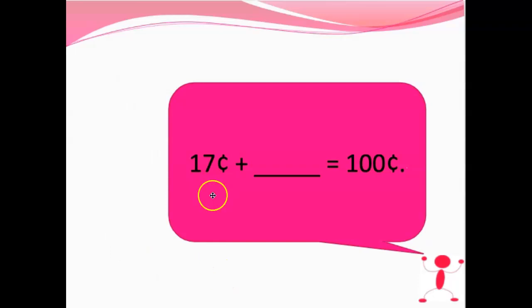Think of my equation like this. The part I know I put first in the equation, plus blank equals 100. This is the part I know. This is the part I need to figure out. I'm going to add on change to figure out what that's going to be. And my goal is to reach 100 cents.